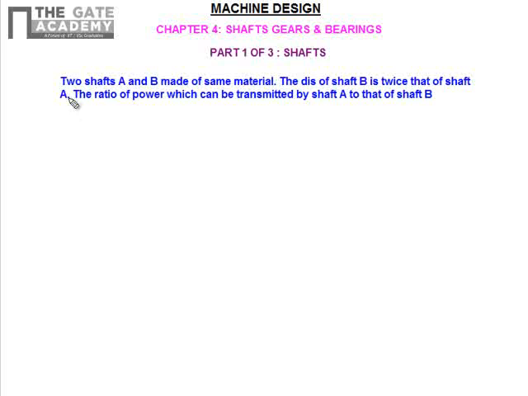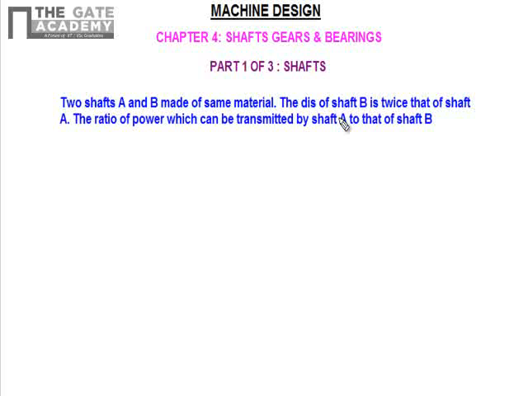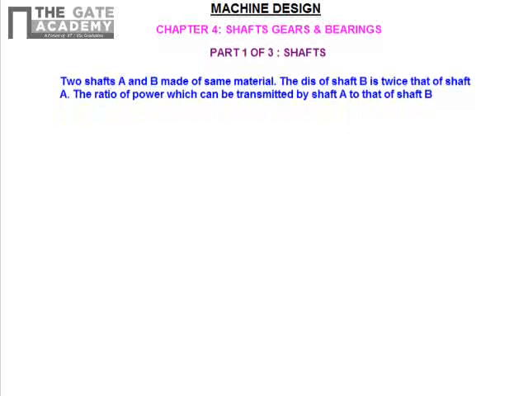So we'll take another problem. Two shafts A and B are made of the same material. The diameter of shaft B is twice that of shaft A. What is the ratio of power which can be transmitted by shaft A to that of shaft B? Now it is given that both are made of the same material. That means tau A is equal to tau B, and diameter of shaft B, that is dB, is equal to twice the diameter of shaft A.